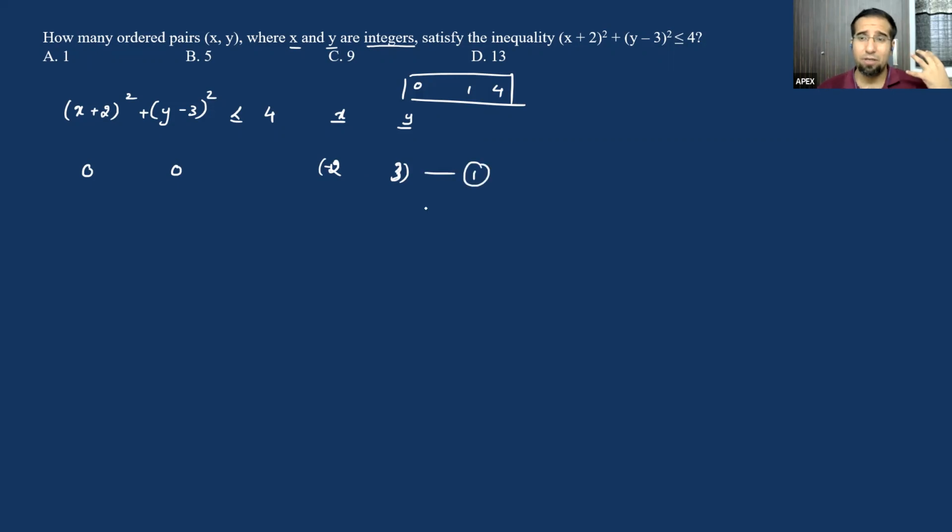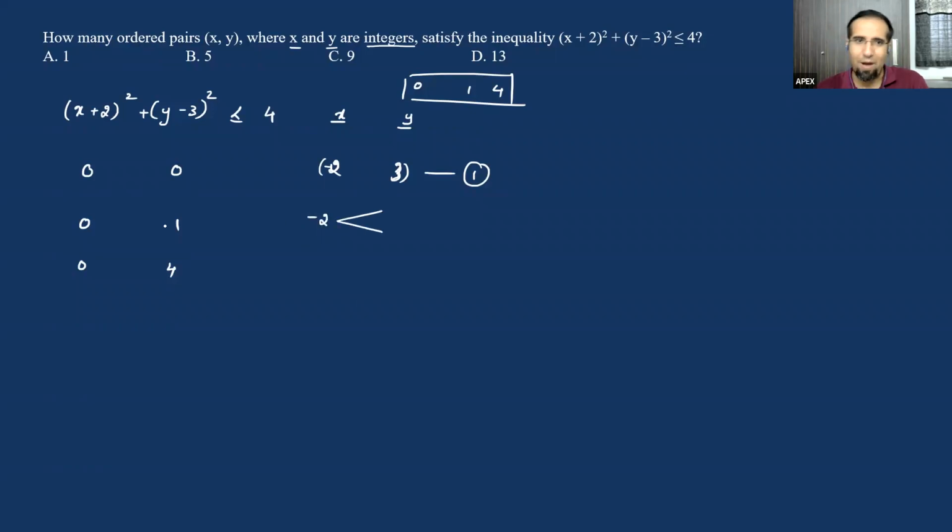I repeat, I'm not interested in finding out what is minus 2 and 3. I'm interested in finding out how many values there are. Clear? So with 0, this can be 1. With 0, this can be 4. Now, this is where we extrapolate. So if 0, there's only one value of x.